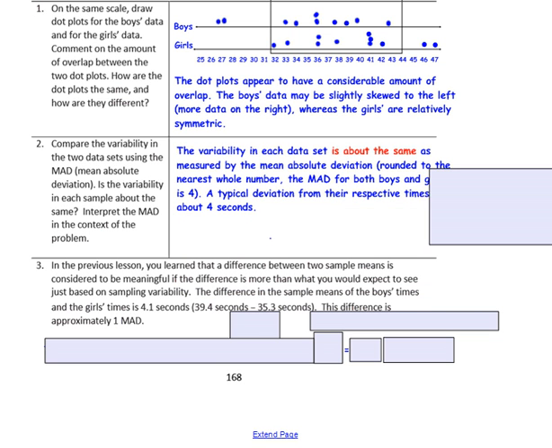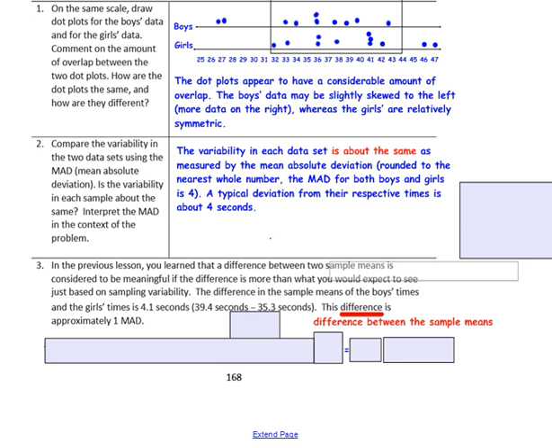In the previous lesson, you learned that a difference between two sample means is considered to be meaningful if the difference is more than what you would expect to see just based on sampling variability. The difference in the sample means of the boys' time and the girls' time is 4.1 seconds. You subtract 39.4 minus 35.3 to find that difference. This difference is approximately 1 MAD. So that's the difference between the sample means, girls minus boys, and that gives us 4.1 seconds.